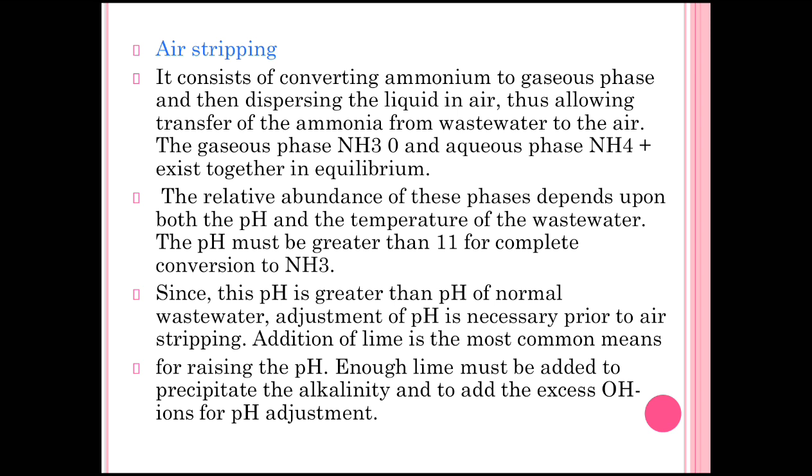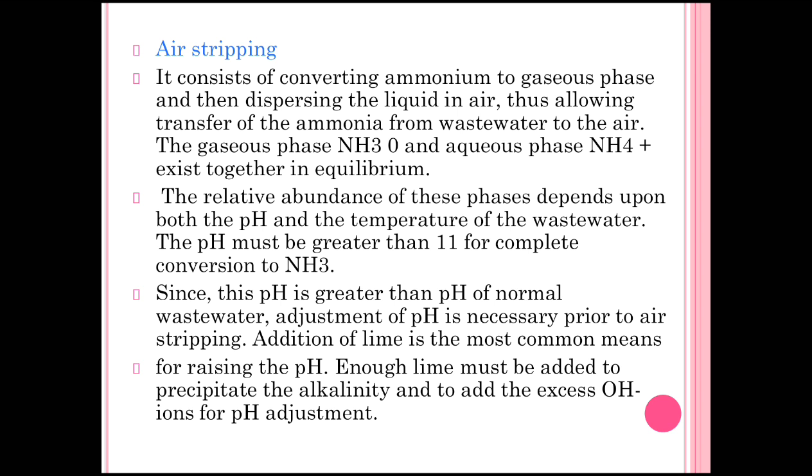Now, the relative abundance of this phase depends on both the pH and the temperature of the wastewater. We know that the pH must be greater than 11 for complete conversion of ammonia, which is generally greater than the pH of normal wastewater. So adjusting the pH is necessary prior to air stripping.